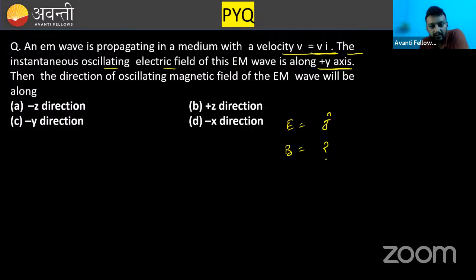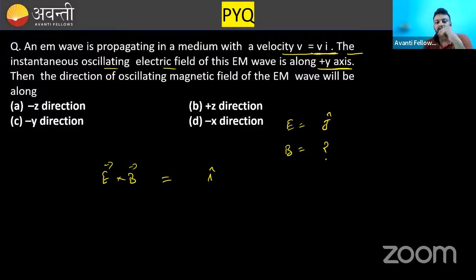Gauri is saying option B. Very good. So again, the same thing is used here. Everyone is saying B. So what should you use? E cross B should come out in the direction of the wave, that is i cap.